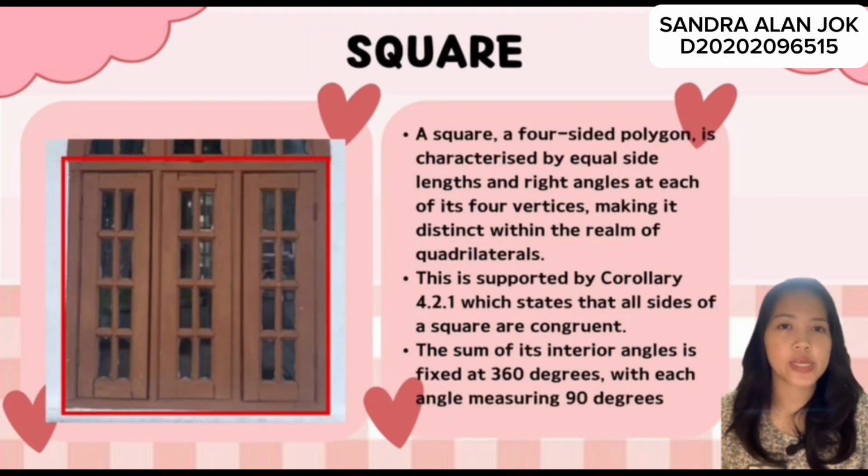The next shape is a square. A square is a four-sided polygon characterized by equal side lengths and right angles at each of its four vertices, making it distinct within the realm of quadrilaterals. This is supported by Corollary 4.2.1, which states that all sides of the square are congruent. The sum of its interior angles is fixed at 360 degrees, with each angle measuring 90 degrees.